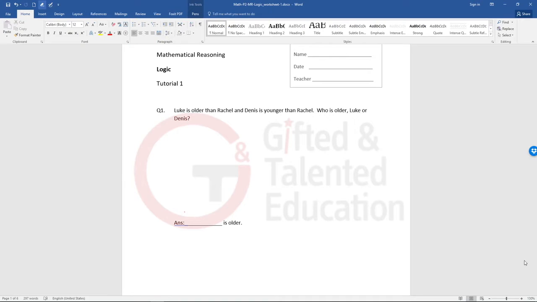Question 1. We can arrange the ages from the oldest to the youngest. Oldest to youngest.